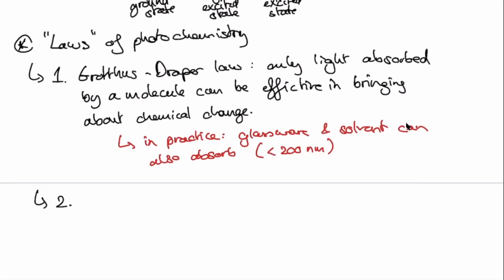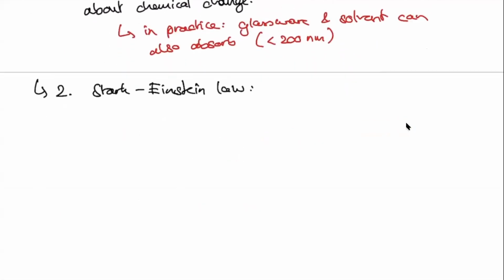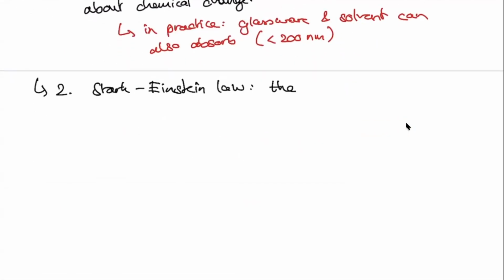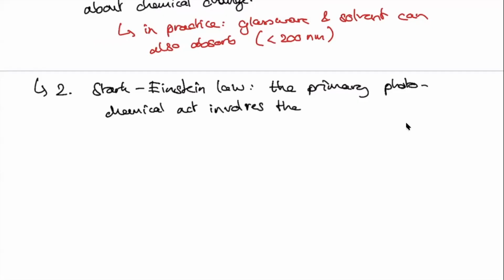The second law is the Stark-Einstein law. And that says that the primary photochemical act involves the absorption of just one photon, right? So excitation, one photon promotes one excitation. There are, of course, some exceptions.